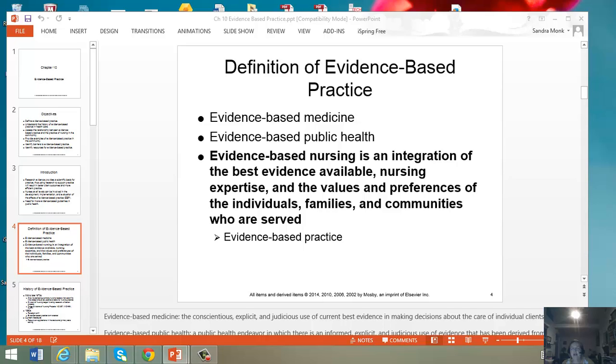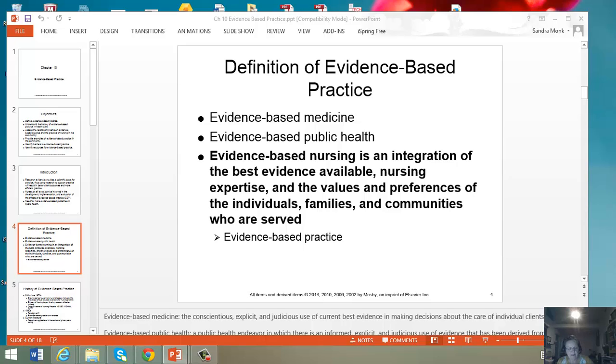Definition of evidence-based practice. On this slide, they talk about evidence-based medicine, evidence-based public health, evidence-based practice, but what it all comes down to really is an integration of the best evidence available with nursing expertise, or public health or medical, whatever type of evidence-based practice you're talking about, and the values and preferences of the individuals, families, and the communities who are served.